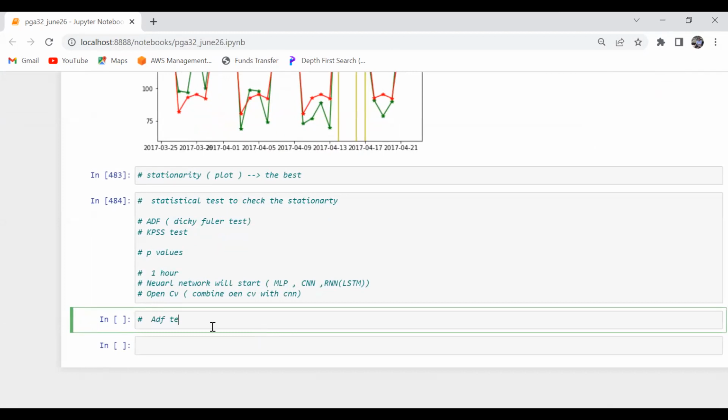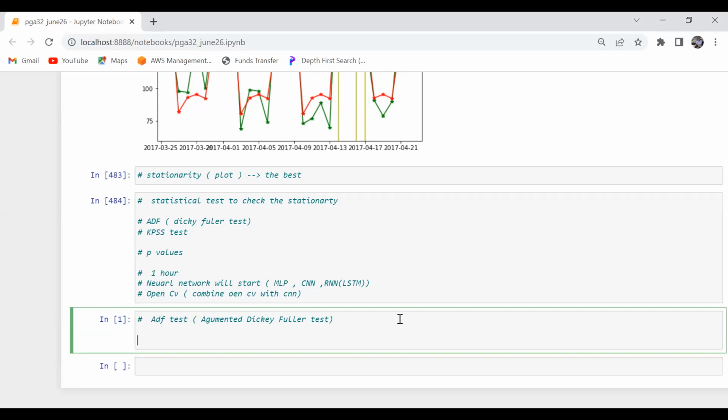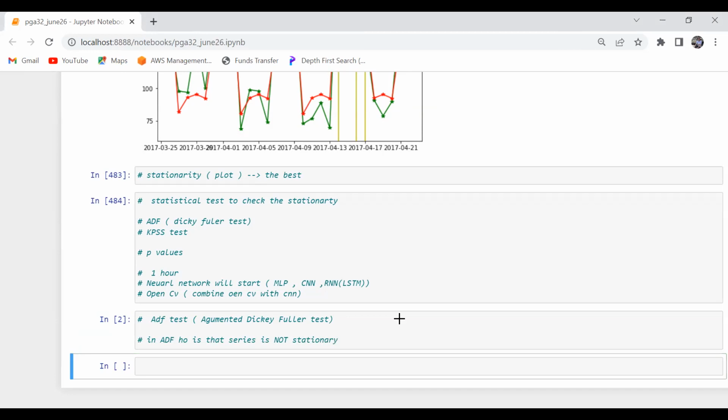So ADF test stands for augmented Dickey-Fuller test. It is a statistical test. In ADF, H0, the null hypothesis, is that the series is not stationary. Everyone, please make a note of it. In the ADF test, you cannot change the null. Like in your chi-square and in your ANOVA, the null is fixed. Similarly, over here, the null is fixed. You can't change it.